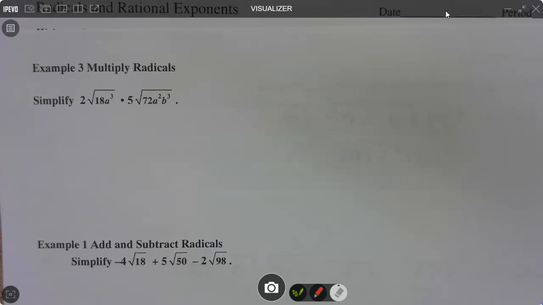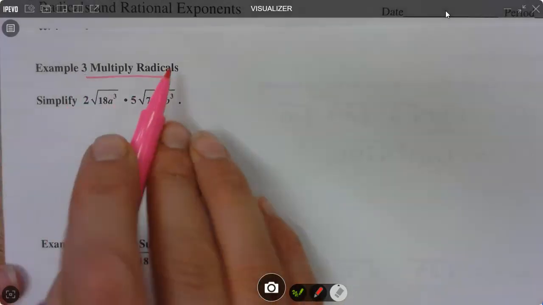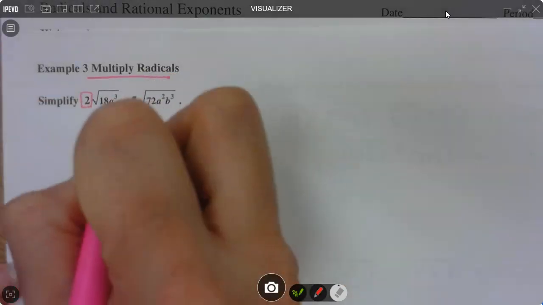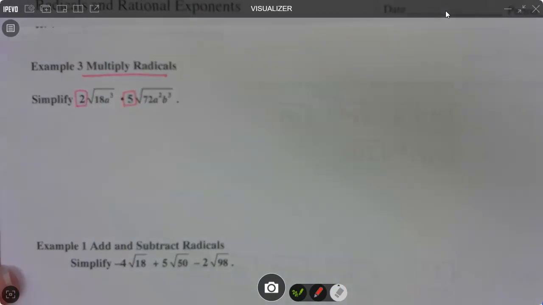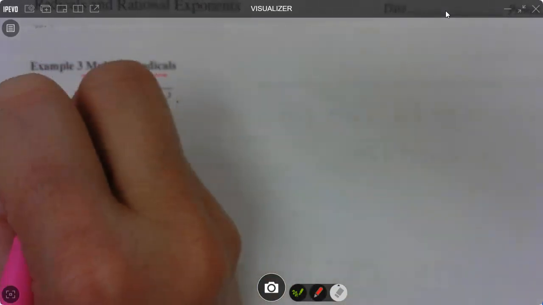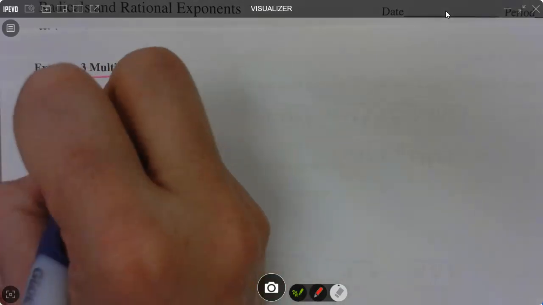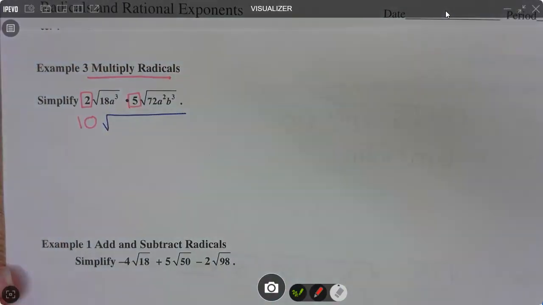Then we moved on and we started talking about multiplying radicals. So our strategy for multiplying was to multiply the outside numbers together. So 2 times 5 was 10. And then to multiply the inside numbers together. So when we multiply our inside numbers together, we're going to multiply 18 by 72.